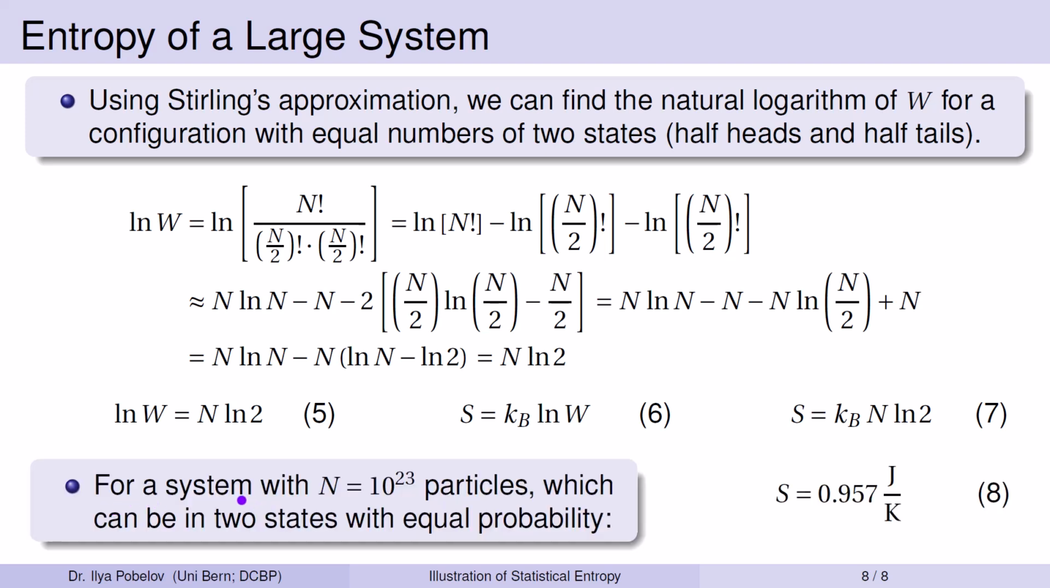Evaluated for n equal to 10 to the power of 23, this results in a value of 0.957 joule per Kelvin. This example shows how we can estimate the entropy of a large system using statistical methods and approximations. It highlights the power of statistical thermodynamics in calculating thermodynamic properties for systems with an enormous number of particles.